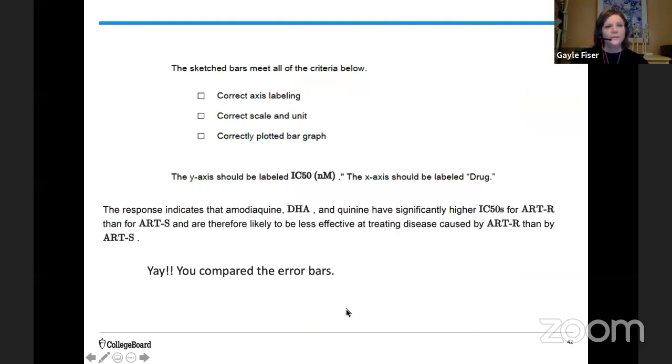All right, so when you're graphing, make sure you have your axes labeled, your scaling has to be right, your units have to be right, and all of your data plotted correctly. And then the labeling, so that should have been on each side, and we did a good job on that. We use the error bars, and we have that amodiaquine, DHA, and quinine have significantly higher IC50s for ARTR than ARTS, and are therefore likely to be less effective at treating disease by the ARTR than the ARTS.